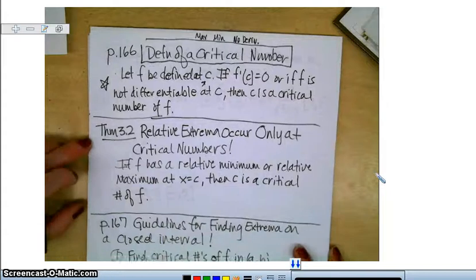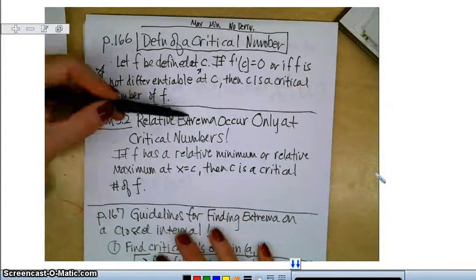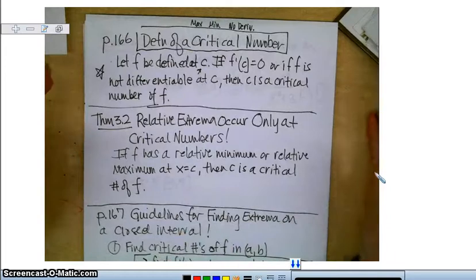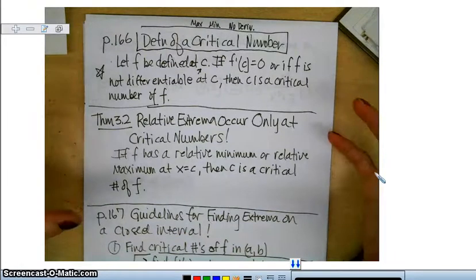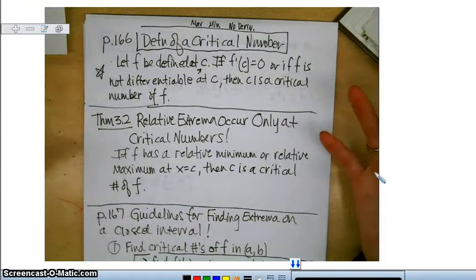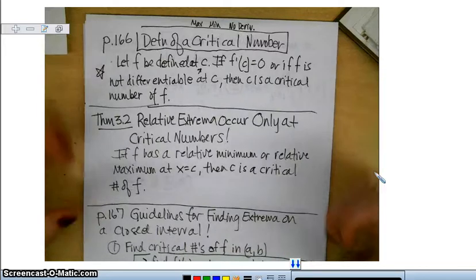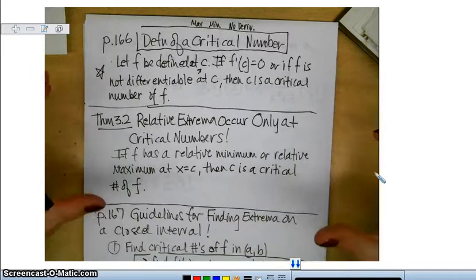All right, so theorem 3.2. Relative extrema occur only at critical numbers. Only at critical numbers is very important, because if you could find them somewhere else, then calculus wouldn't work. You find the derivative, you set it equal to 0 and solve it, and that gives you your critical numbers. That's the only place they're going to happen.